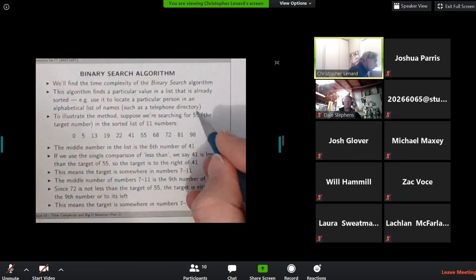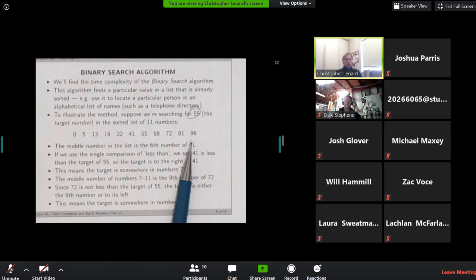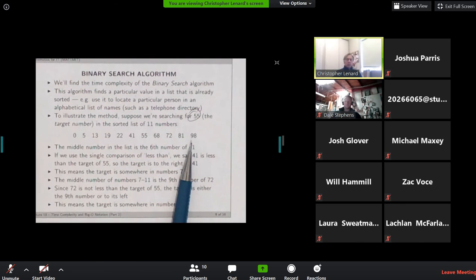So suppose we're looking for 55. Where is 55? Now, as a human, you kind of just look at that and you see straight away where it is. But computers are really dumb, and you've got to tell them explicitly what to do.